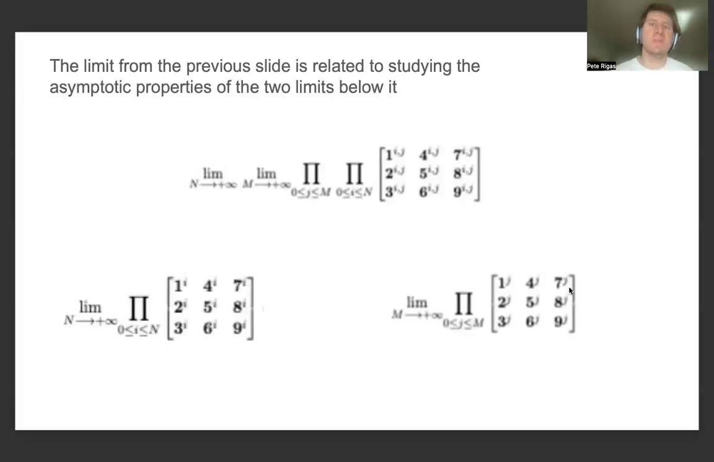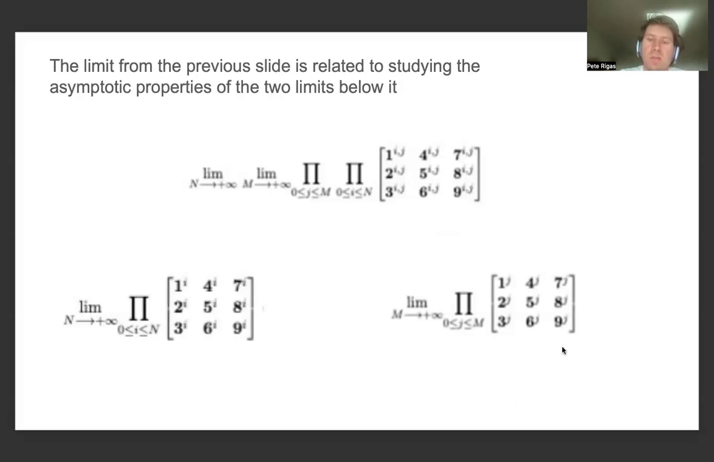And the limit from the previous slide is related to studying asymptotic properties of the 2 limits below it, because we can look at different ways to define a limit, an asymptotic representation for the limiting object that we would want to get from the product of L operators, and how this relates to the 3-dimensional transfer matrix.